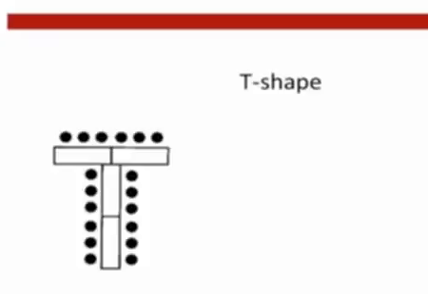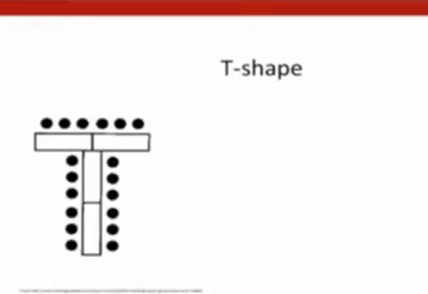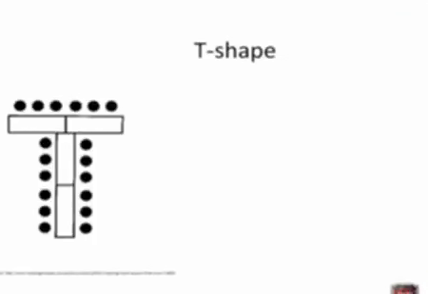T-shape. This configuration serves the same purpose as the E-shape configuration, but is ideal for smaller groups or focus groups working hands-on at workshops.